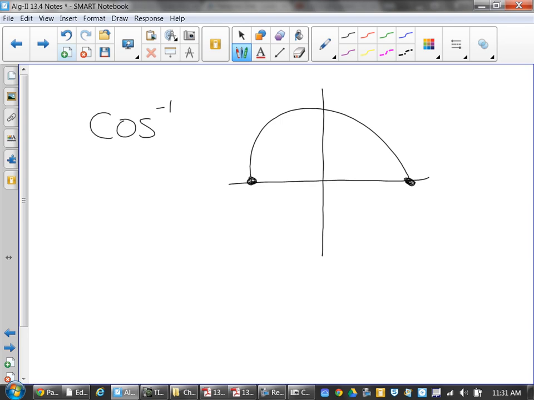When we're working with cosine values between the first and the second quadrant, remember what your ordered pairs are. Here you're at (1, 0). Here we're at (0, 1). And here we are at (-1, 0). So this is between 0 and pi.